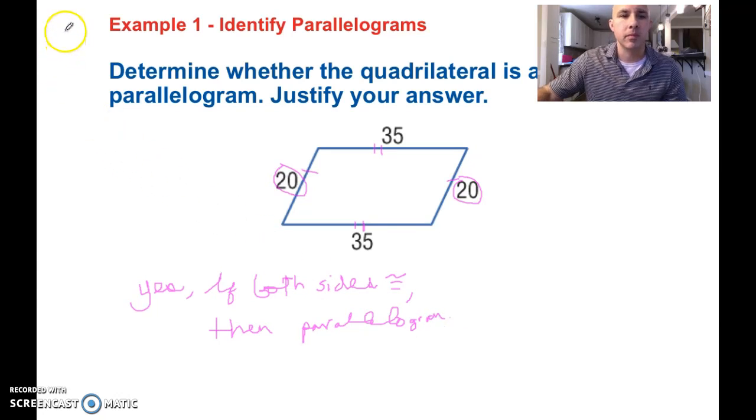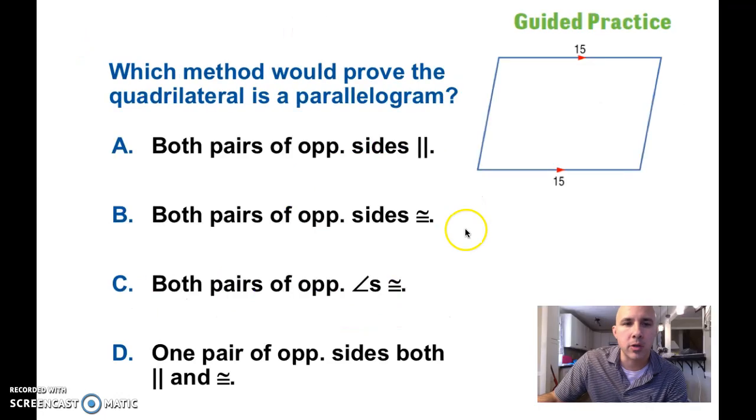This is your chance to solve to see if you understood some of those prior conditions. Which method would prove this quadrilateral is a parallelogram? A, both pairs of opposite sides are parallel. B, both pairs of opposite sides are congruent. C, both pairs of opposite angles are congruent. D, one pair of opposite sides both parallel and congruent. Go ahead and take your best choice, and we'll move on with this question.